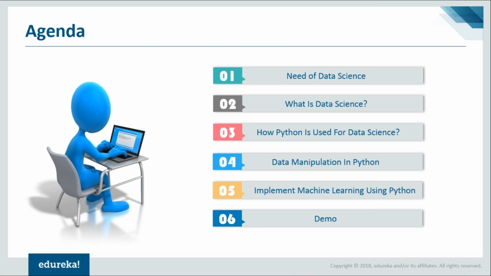So we'll start this session by first understanding the need of data science, why there is sudden need of it, and then we'll understand what exactly is data science. After that, we'll understand why Python is preferred or used for data science over the other programming languages. Once we're done with that, we'll directly jump on to the hands-on part wherein I'll help you guys with data manipulation. That is how you can load data, analyze data, and perform some of its operations with different libraries of Python. After that, we'll understand and implement machine learning using Python.